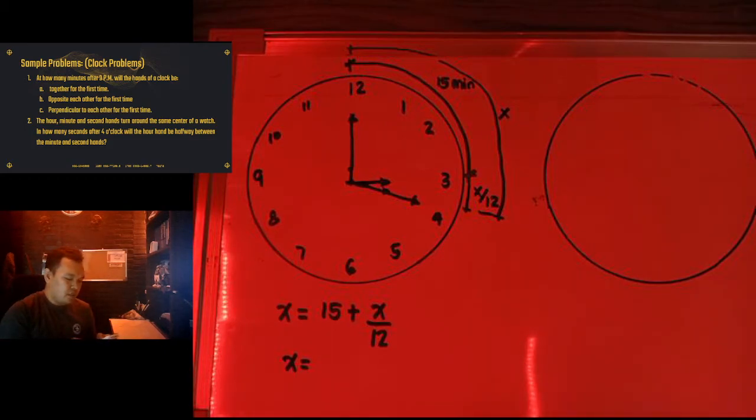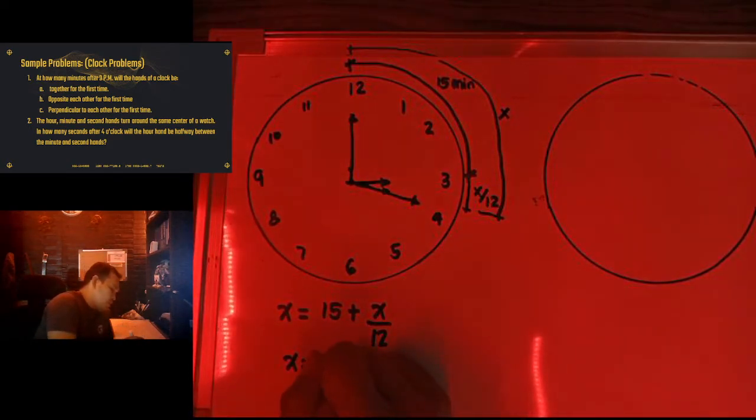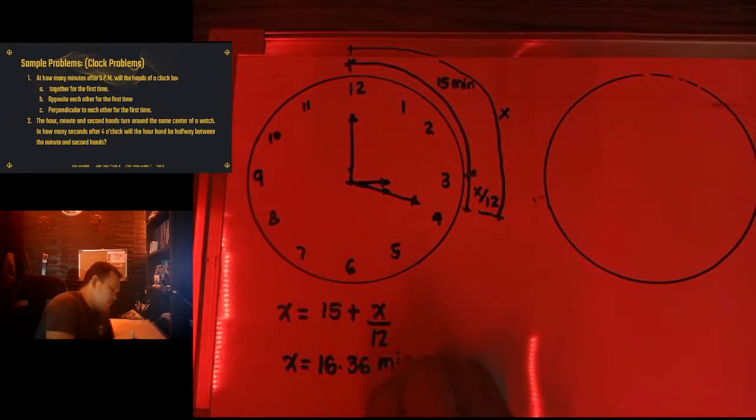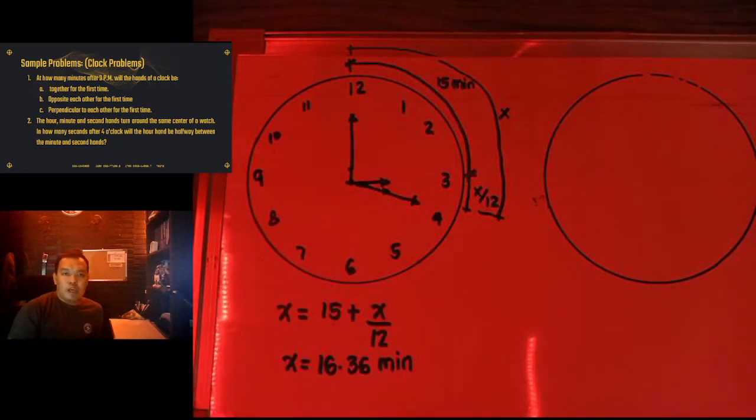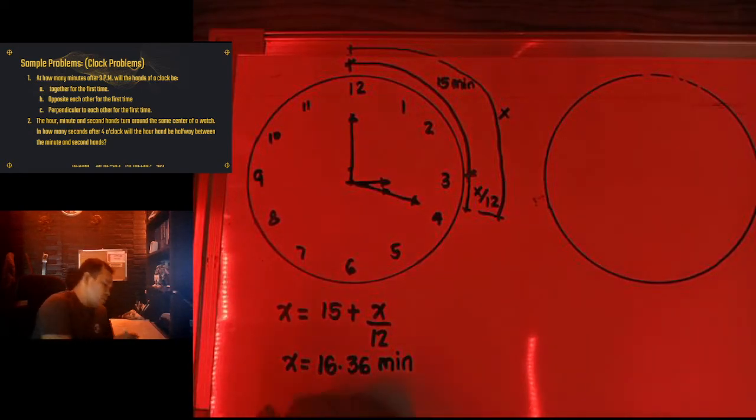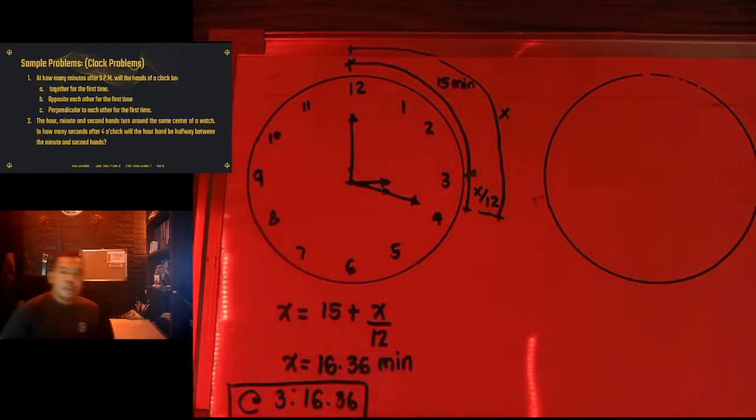Solving x = 15 + x over 12, we could say that x is 16.36 minutes. Therefore, after 3 p.m., it takes 16.36 minutes before the hour hand and the minute hand meet. So at 3:16:36, this is the meet up of our clock.